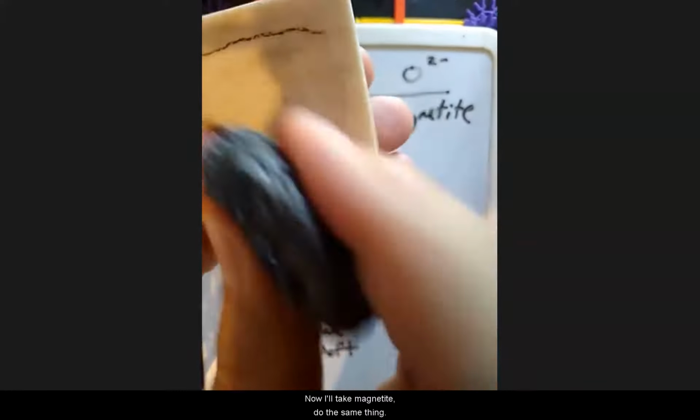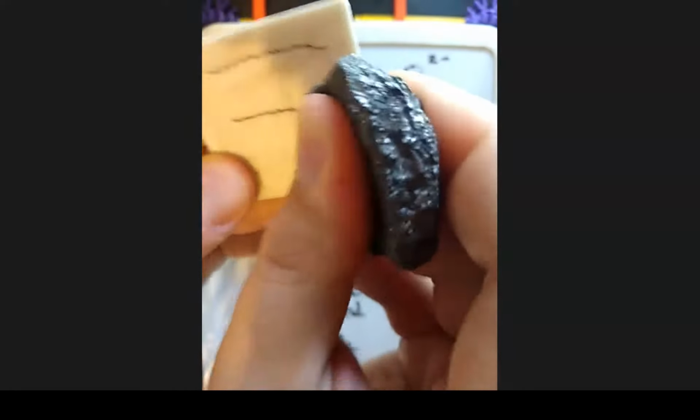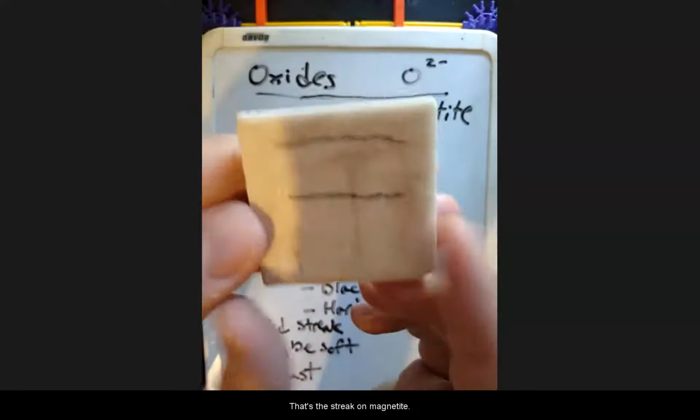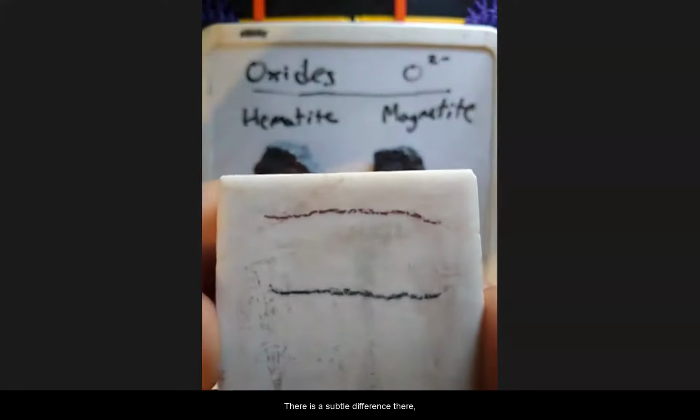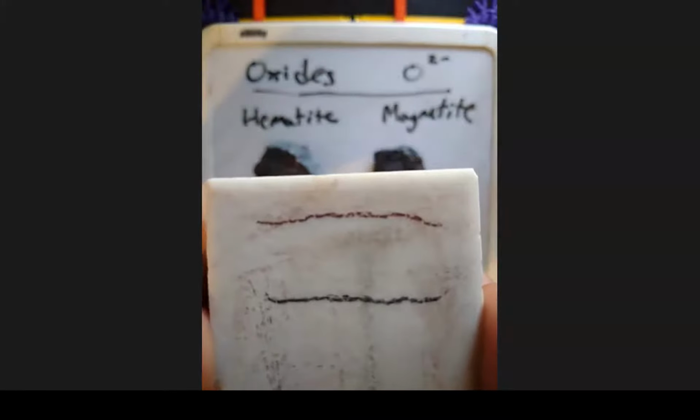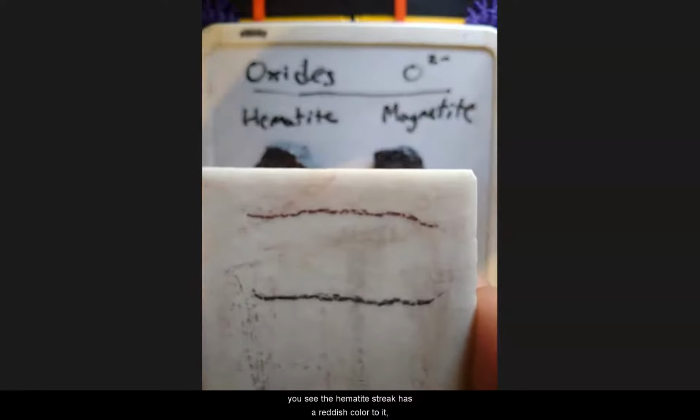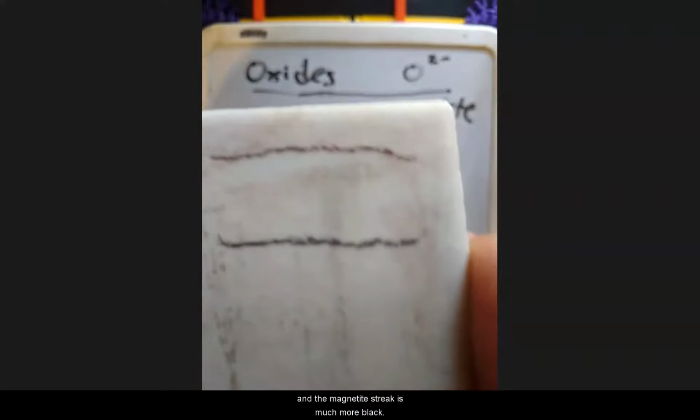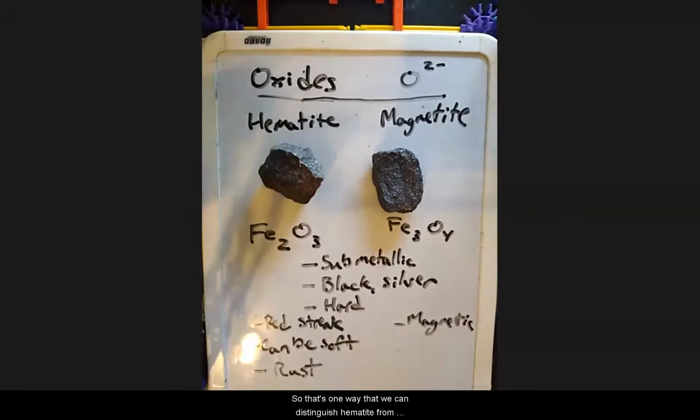Now I'll take magnetite, do the same thing. That's the streak on magnetite. There is a subtle difference there, but at the top, you see the hematite streak has a reddish color to it, and the magnetite streak is much more black. So that's one way that we can distinguish hematite from magnetite. Hematite's always going to have that reddish streak, and magnetite's going to be more like a black streak.